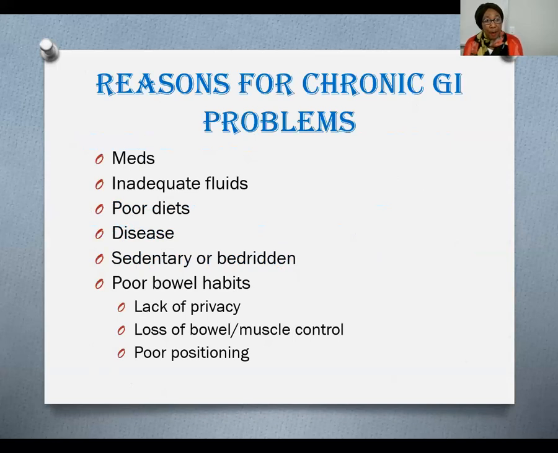Reasons for chronic GI problems. These are some of the reasons why people have gastrointestinal problems. Medications, they take a lot of medications. Inadequate fluids, poor diet. Sometimes it's just other medical conditions that they have. People who do not move around a lot, and people who have poor bowel habits. Poor bowel habits may not necessarily be their fault. It's because of the other medical conditions that they have. They are constantly constipated. Some of them can be loss of bowel and muscle control, and some of them can be poor positioning.